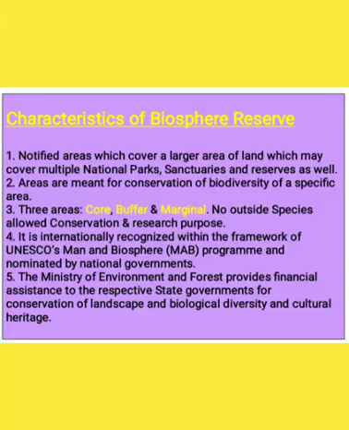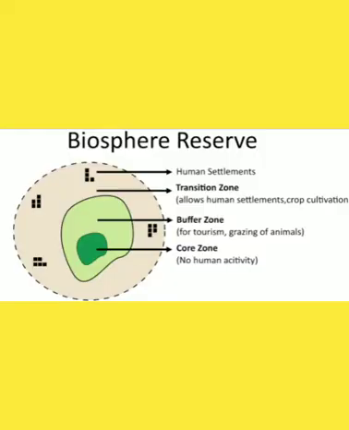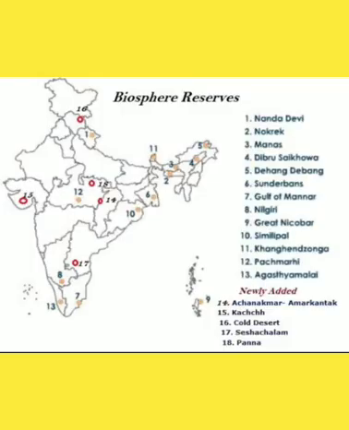Here, Biosphere Reserve is divided into three zones, that is core zone, buffer zone and manipulation or transition zone. Core zone means where no human activity is allowed. Buffer zone is for tourism and grazing of animals, means limited human activity is permitted. Whereas in manipulation or transition zone, several human activities can occur. Some biosphere reserves of India are given here.